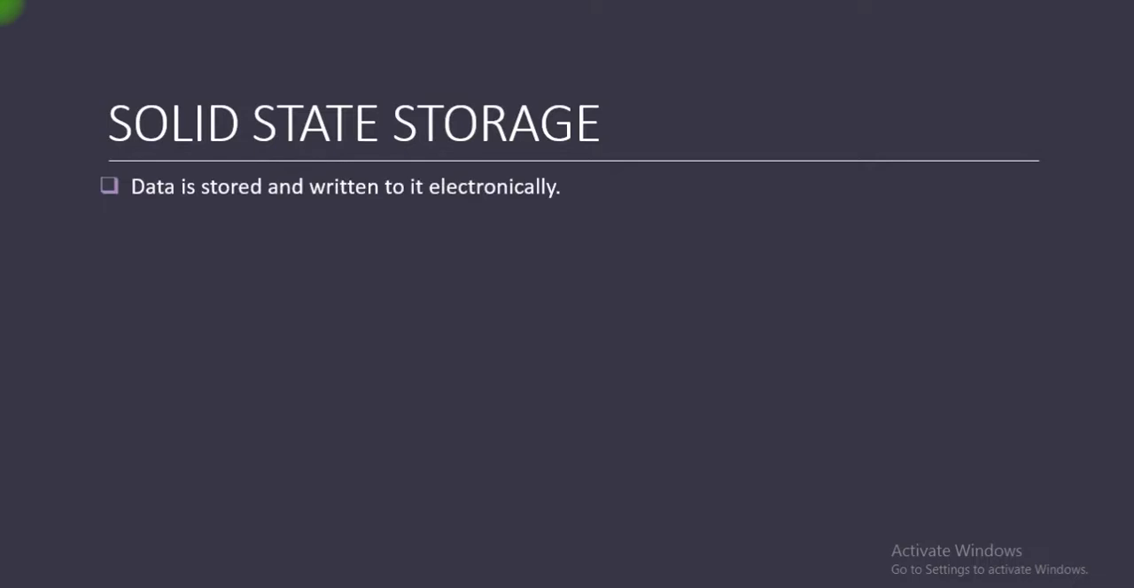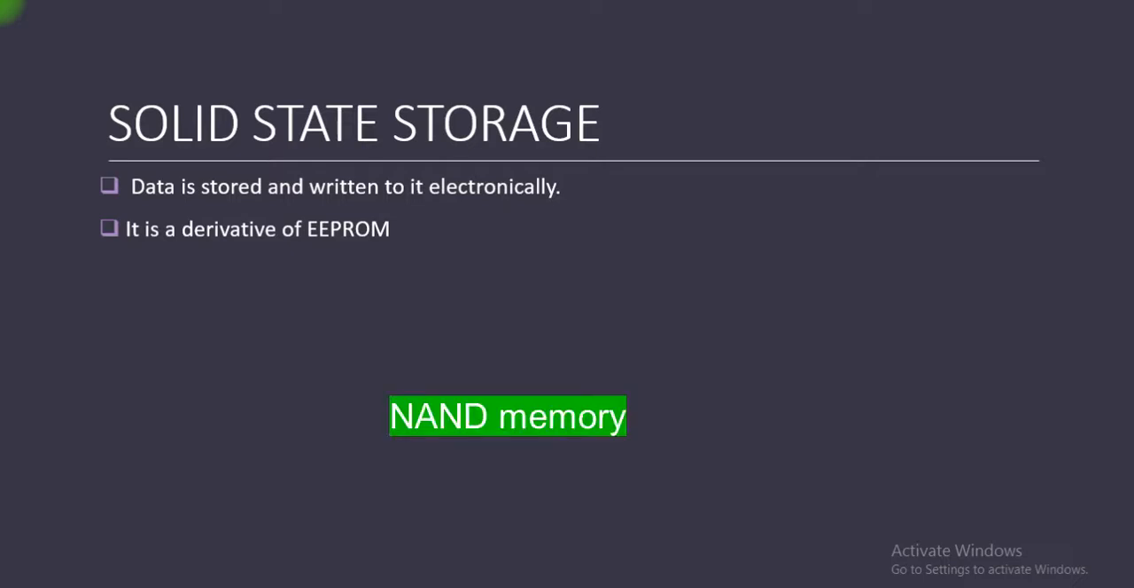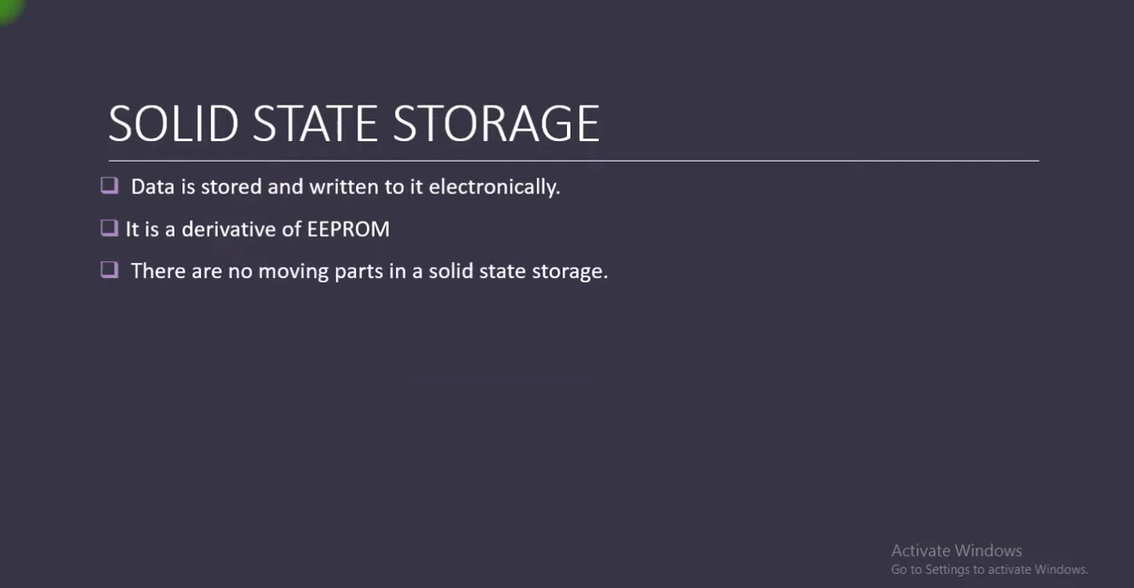All right, so we are at the last device looking at solid state storage, and again, you notice that the technology differs among each type of storage. With solid state storage, the data is written to it and read from it electronically, and this uses a type of memory comparable to EEPROM memory, that's electrically erasable, programmable, read-only memory. The solid state drive has no moving parts, so hence the name solid state.